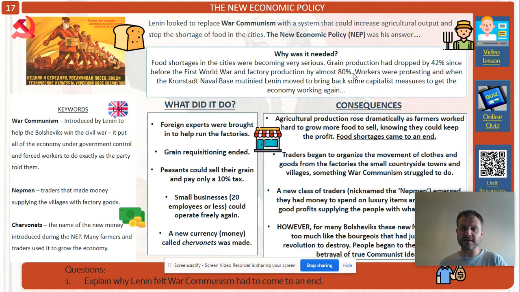The New Economic Policy comes in and it replaces war communism. What does it do? Well, there's a whole bunch of stuff. Number one, he hires foreign experts from Germany, from Britain, from France, from America, and they come over to help run the country, run the factories, and they are paid more, almost like consultants, to work alongside the Russian workers. And they use their knowledge of the capitalist systems in those countries to improve the productivity of the factories in the Soviet Union.